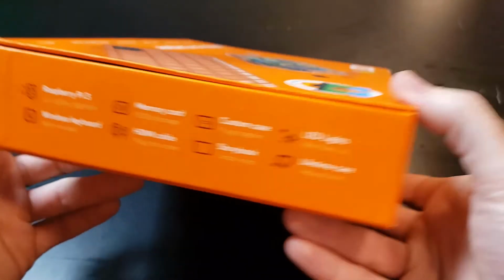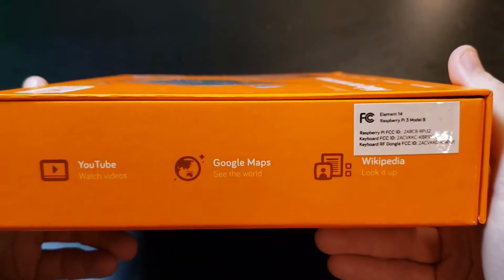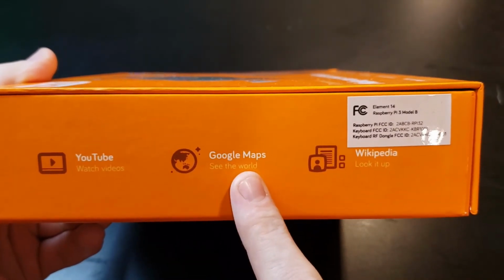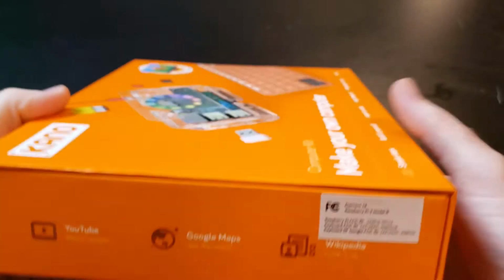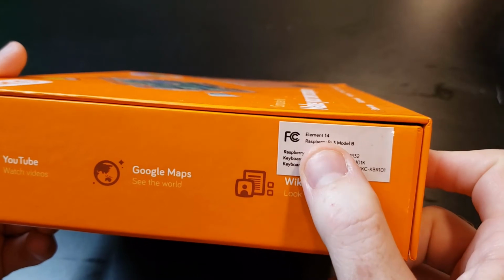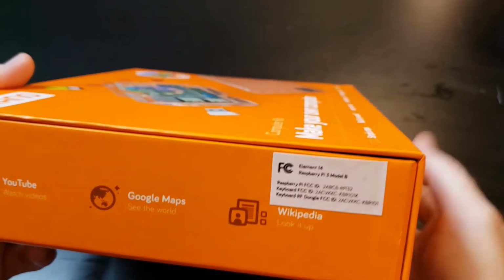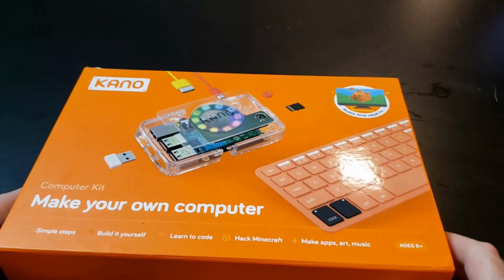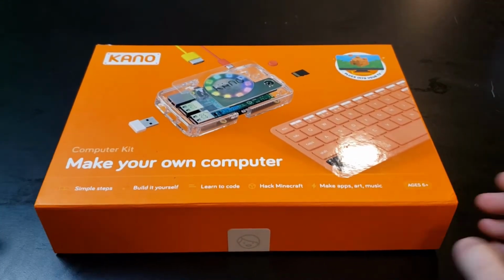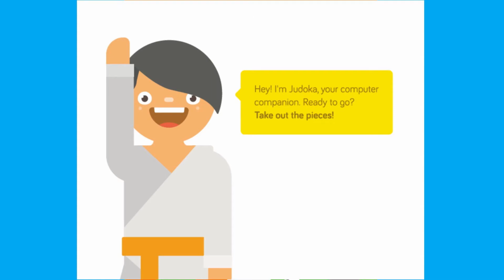make your own computer. So once it's all set up, you can use YouTube, Google Maps, Wikipedia, all kinds of stuff. And then there's some other custom apps that they've added in there to learn coding. It's all running on the Raspberry Pi. This one's a Model B, Raspberry Pi 3. Make your own computer.